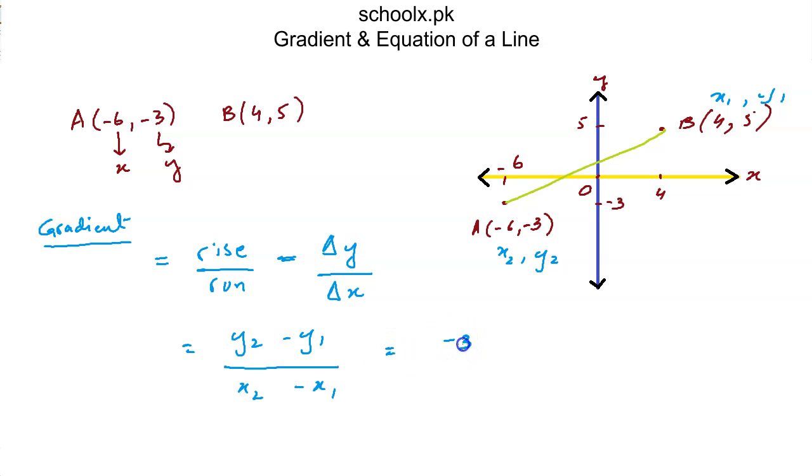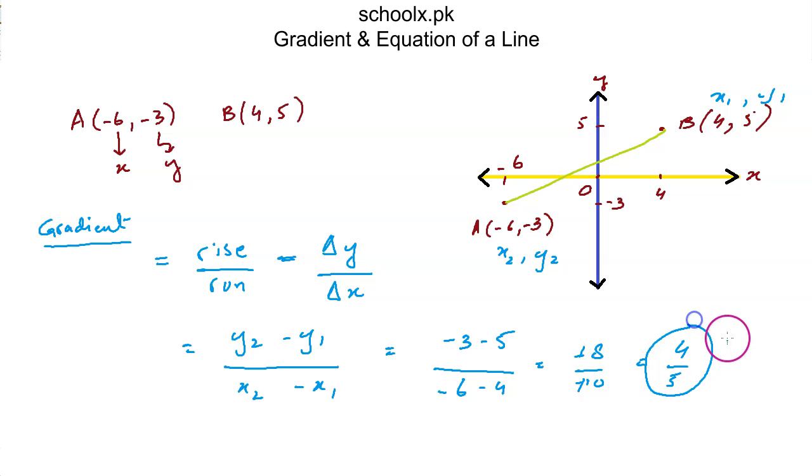negative 3 subtracted by 5 over negative 6 subtracted by 4. So we'll get minus 8 over minus 10. So this negative sign will cancel out this negative sign, we'll get 8 by 10 or we'll get 4 by 5. Now this is the value of the gradient of the line AB.